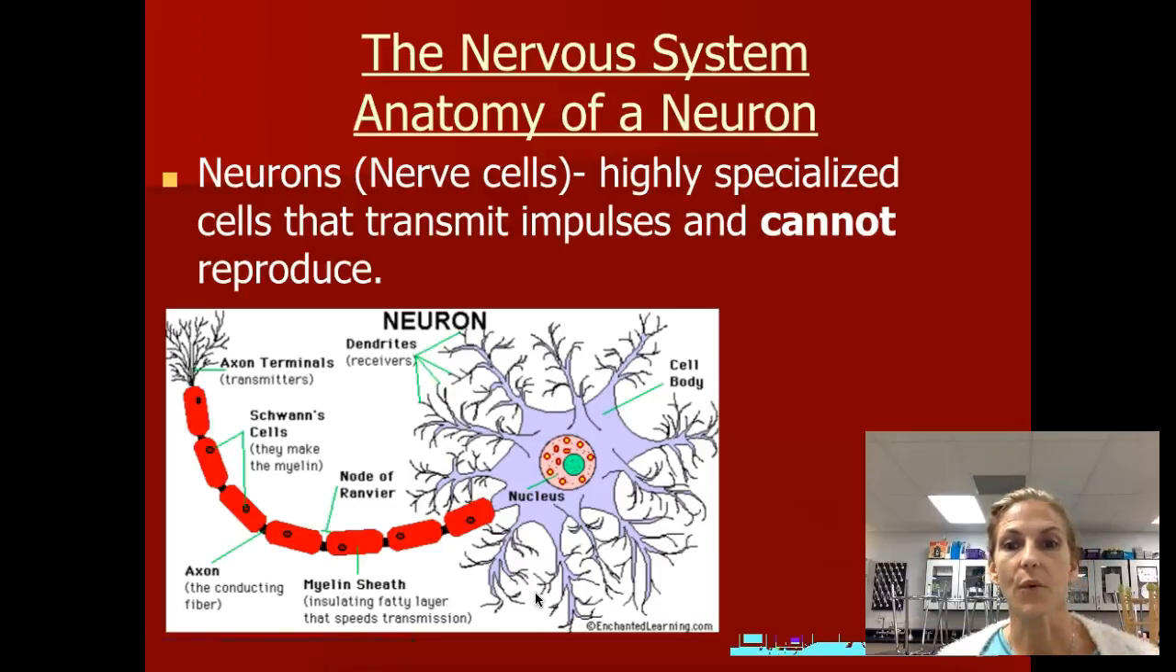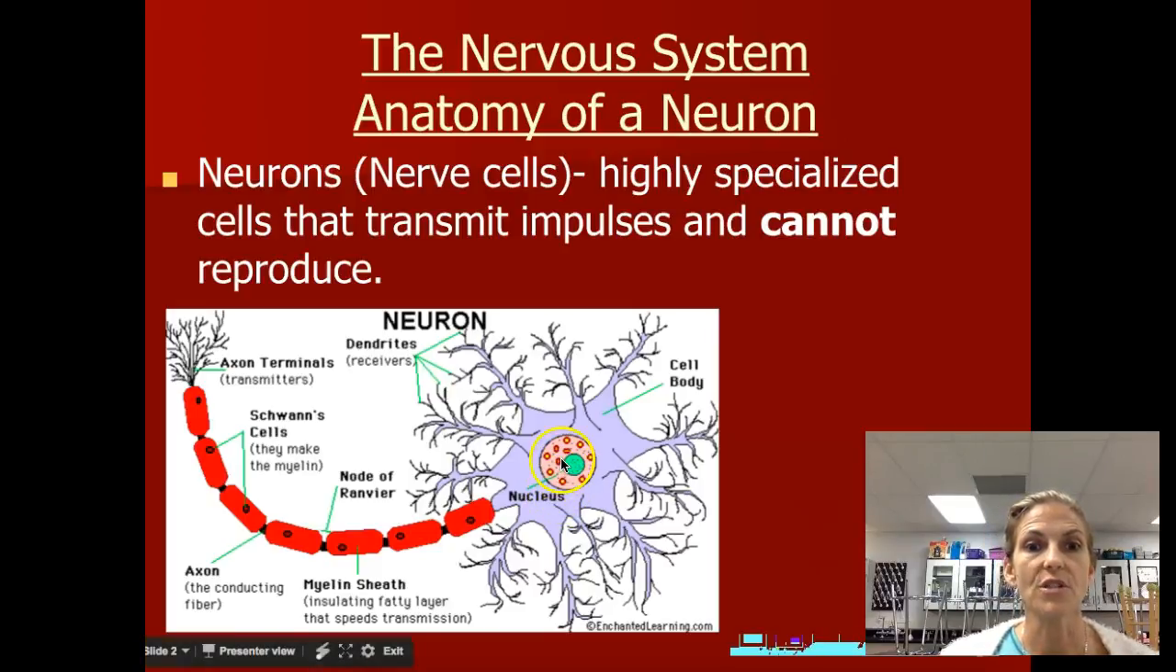The neurons are the ones that you typically think of as a nerve cell. So this is a typical neuron. And we need to be able to label a neuron like this. We need to be able to classify it according to its structure and its function.